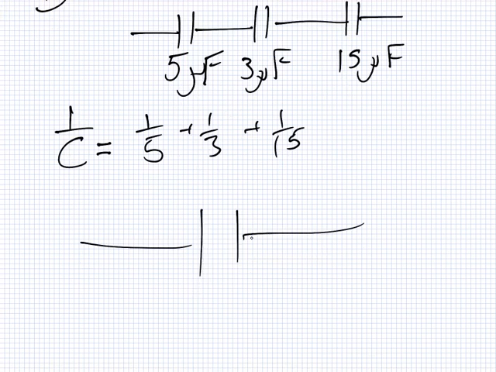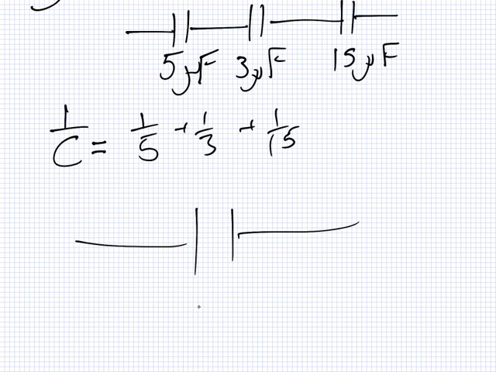What did you get? 0.6 microfarads. No, you forgot to flip it. You have 3 over 5. It's 5 over 3. Five over 3 microfarads. Is that okay? That's okay, isn't it?